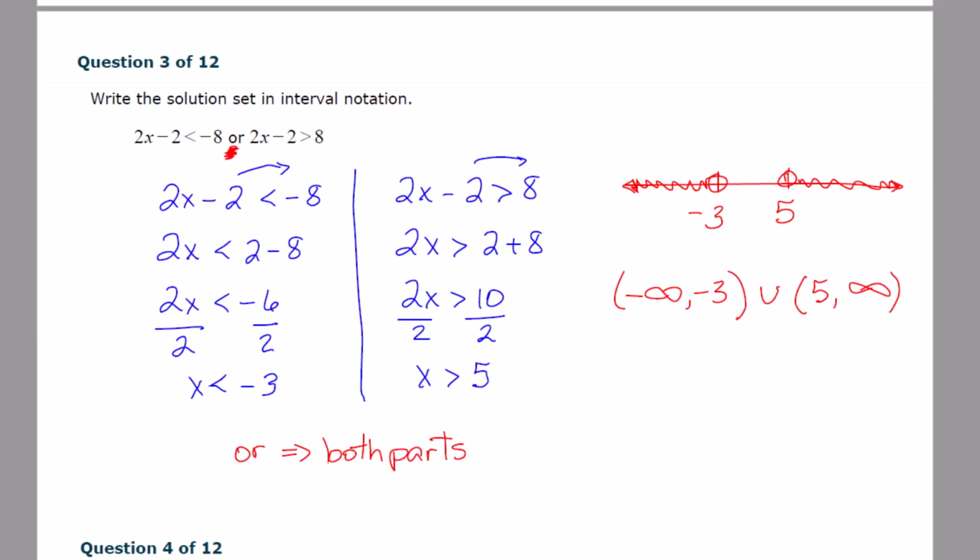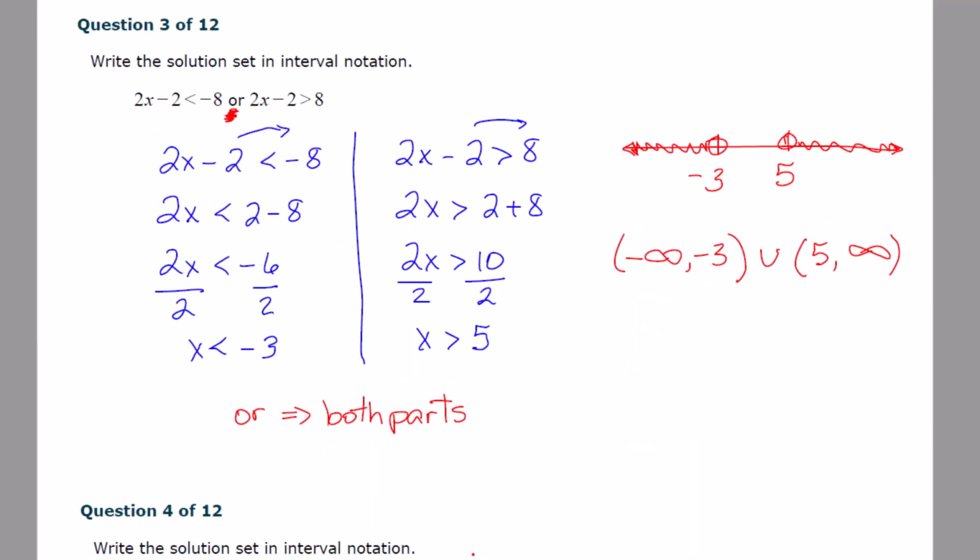Question 3 says solve these two problems and then OR them. Okay, well, let's see. If I do the one on the left, if I move this minus 2, it's a plus 2. 2 minus 8 is a minus 6. And then I divide both sides by 2. And I get all the stuff less than minus 3. Open dot, because no equal.